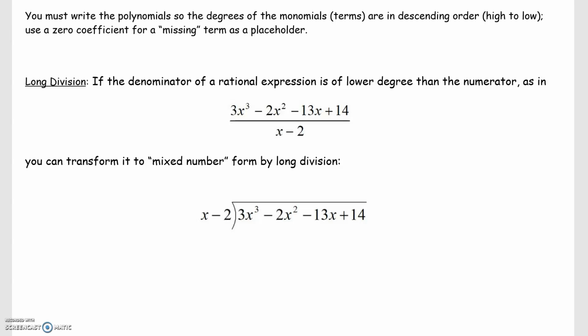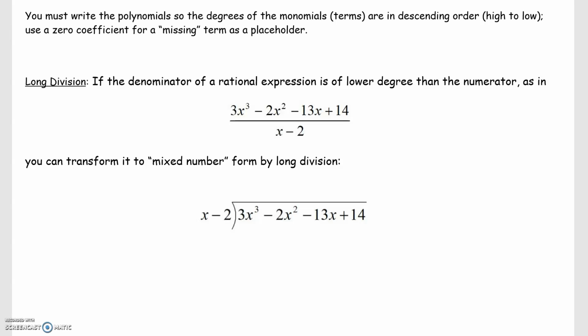So you must write polynomials so that the degrees of the polynomial terms are descending in order from high to low. Use a 0 coefficient for any missing terms as a placeholder. That first sentence is just specifying to make sure it's in standard form. And then the second one is to use a 0 coefficient for any missing terms. We'll run into that not on the first problem, but on the second problem. We'll have a few different place values where we'll need to put in a 0, and I'll talk about that.